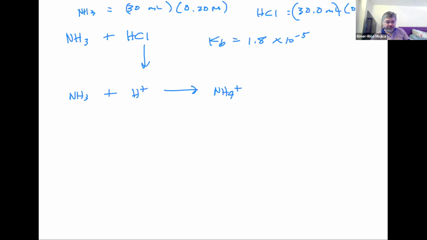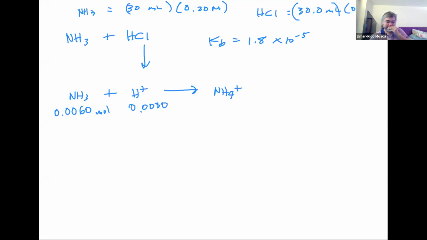So we can get the moles of each of them. So what would that be? So 30 divided by 1000 times 0.2. So I would have 0.006 moles. Now my H plus, 30 times 30 divided by 1000 times 0.1. That's just 0.0030. You follow?